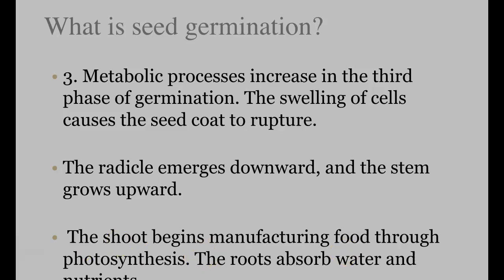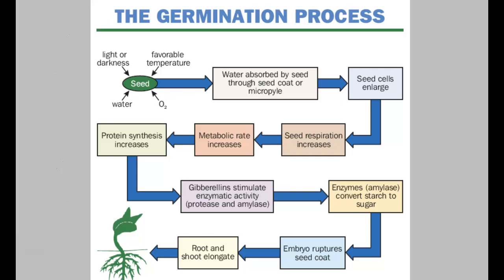The shoot begins manufacturing food through photosynthesis. The roots absorb water and nutrients. So this is showing you that germination process in kind of a chart form. Goes through all of those steps and how it gets to basically go from seed all the way to the plant.